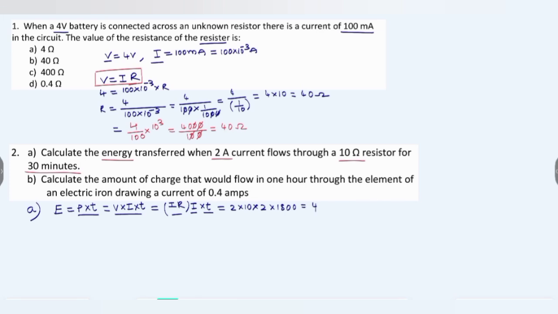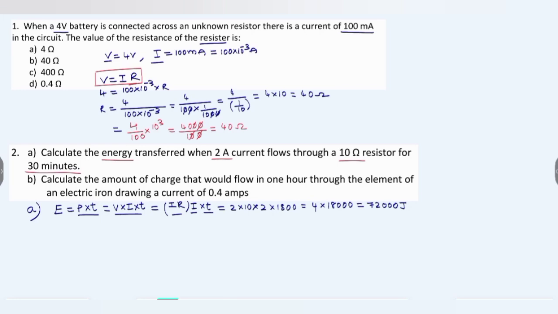So what we get here is 4 into 10 into 1800, which is 18,000, 18 fours is 72, so 72,000. The units are wrong; it is energy, so the unit is joules. 72,000 joules it is. That is how to find energy.